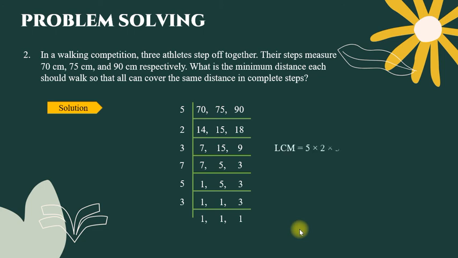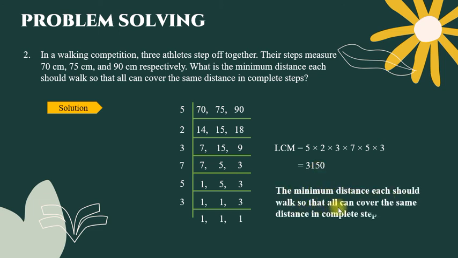Okay, so our LCM equal to 5 times 2 times 3 times 7 times 5 times 3, so equal to 3,150. So our answer, the minimum distance each should walk so that all can cover the same distance in complete steps is 3150 cm. So that is problem solving. So make sure when you read problem solving, you have to understand and plan what to do. Is it LCM? Is it HCF?